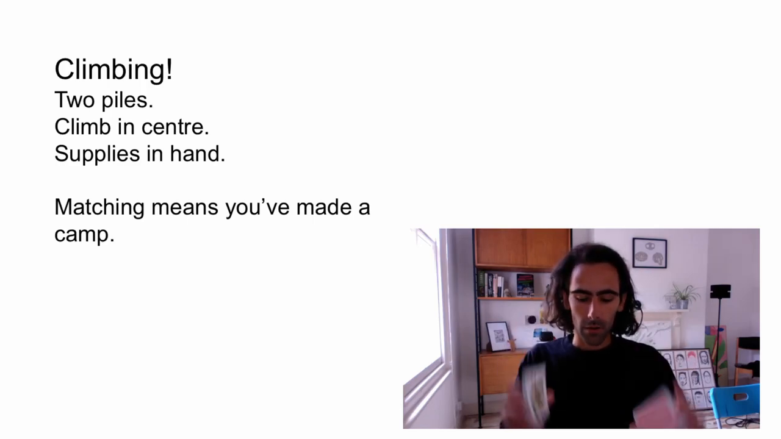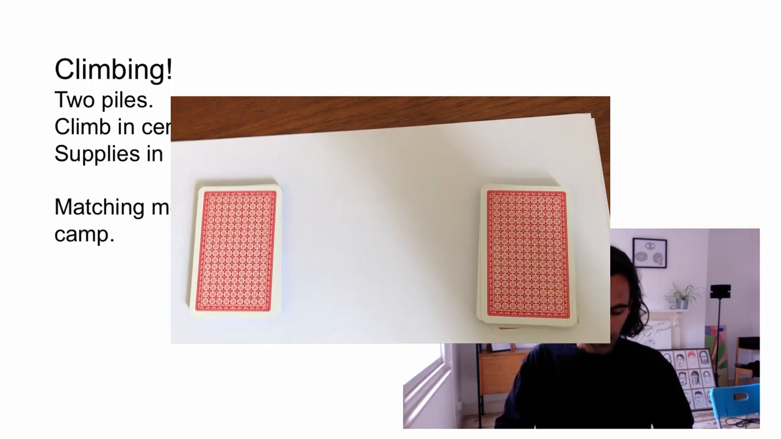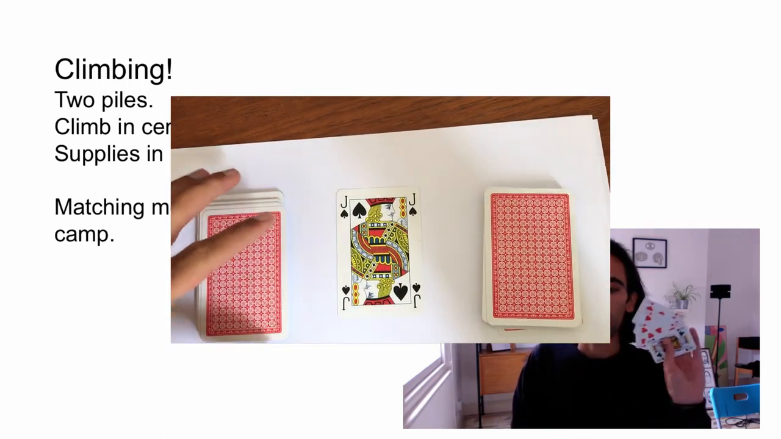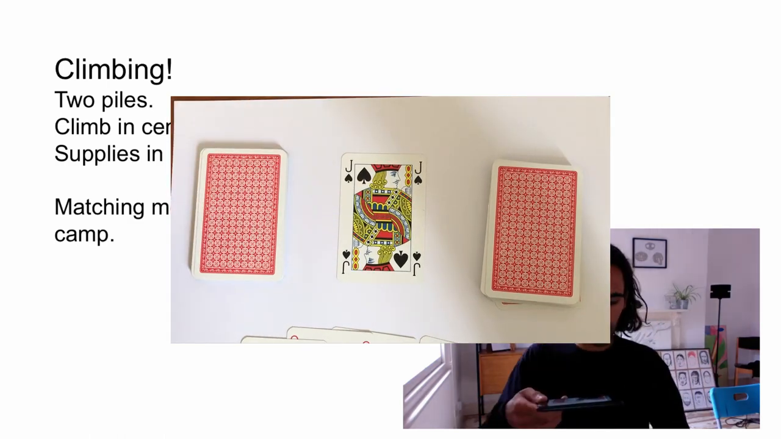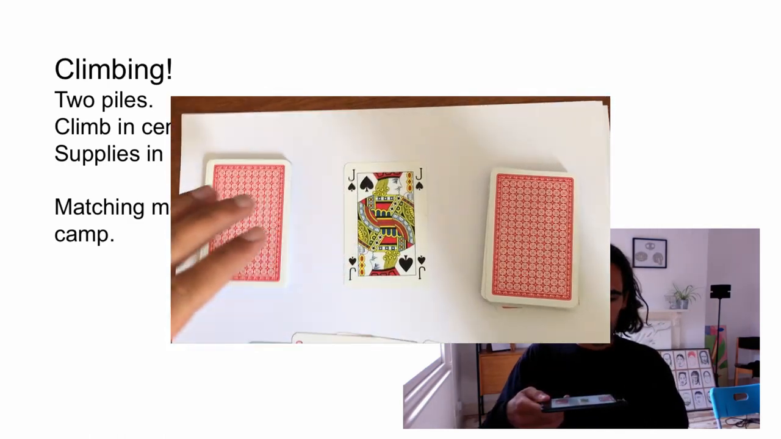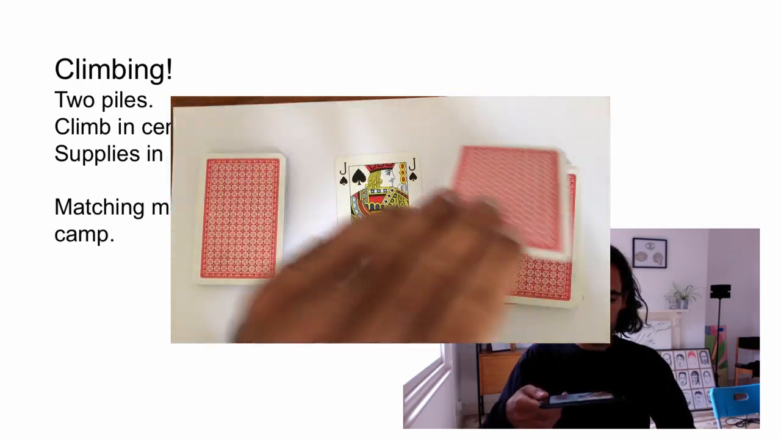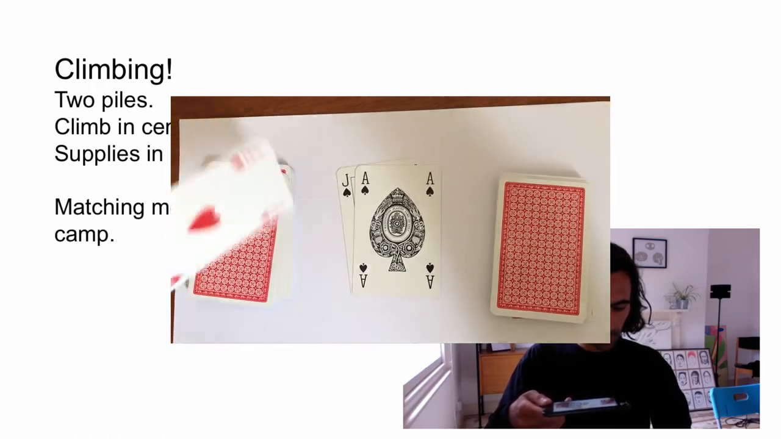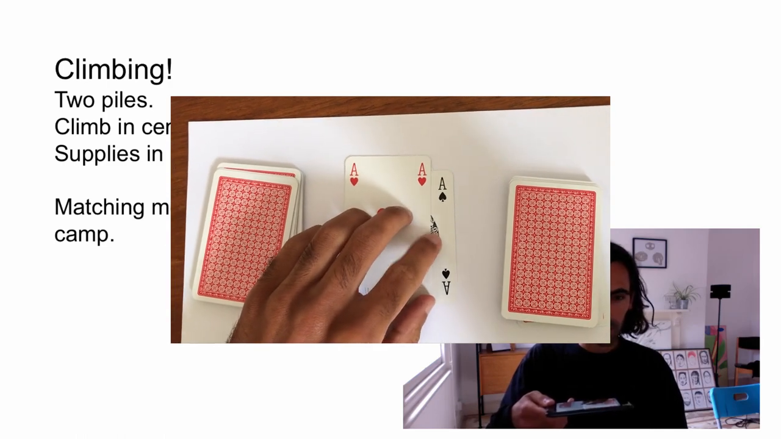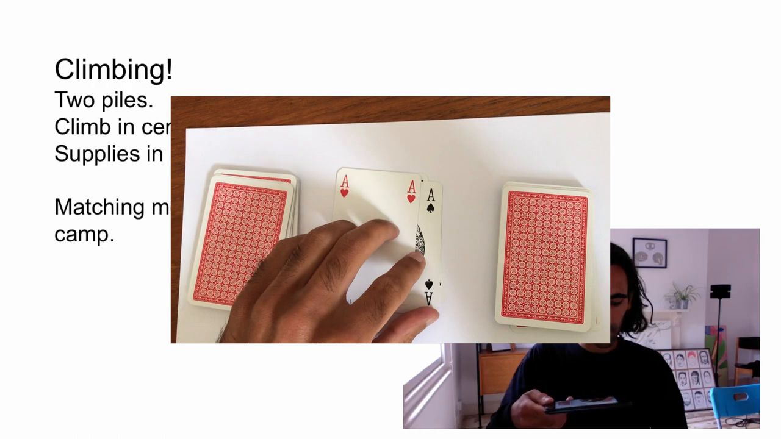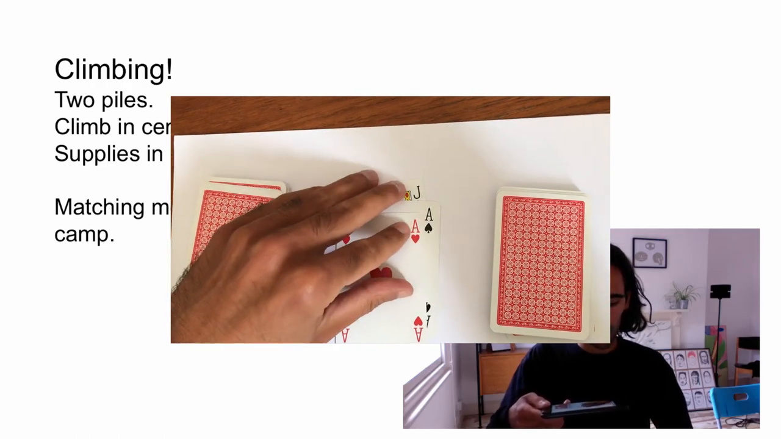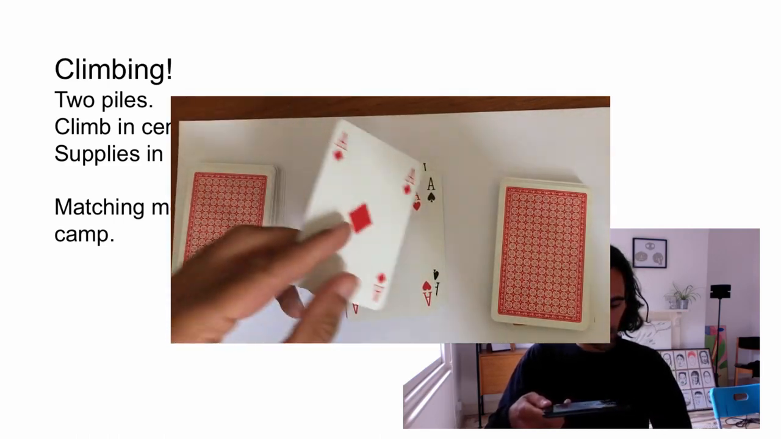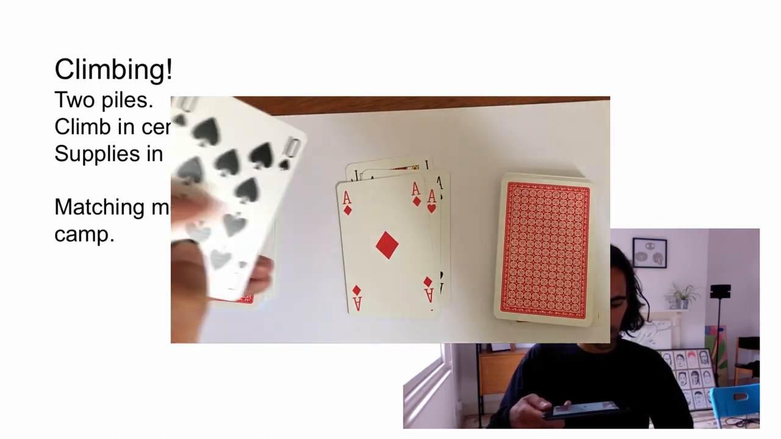So let's say we have two piles of cards. I'm going to put them down. And then in our hand, we'll have a certain number of cards. So we've got four, and we're going to treat these as our supplies. Each turn, we'll put a card in the middle. The idea is to climb to the top of this mountain. Let's say that as we do this, if we get a match like this, we've made a base camp. So when something goes wrong, we'll just come back to there. So that's good. Oh, so that's another camp.